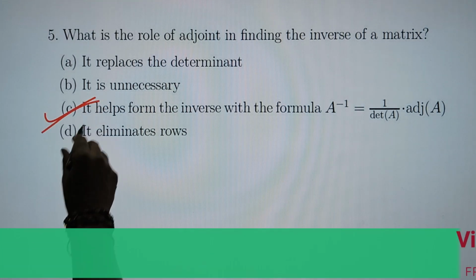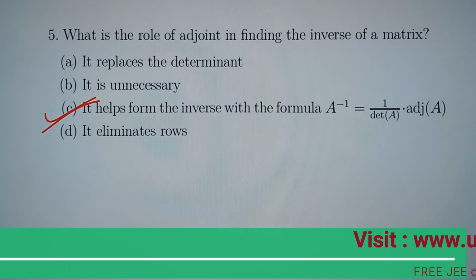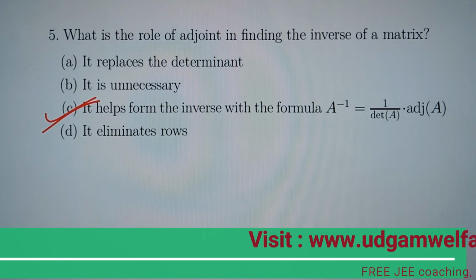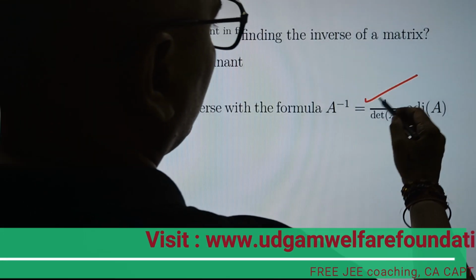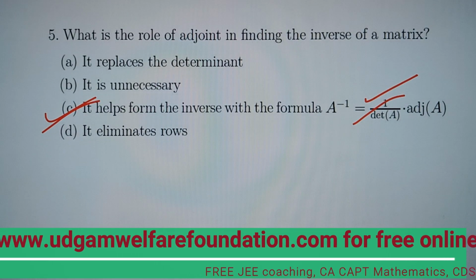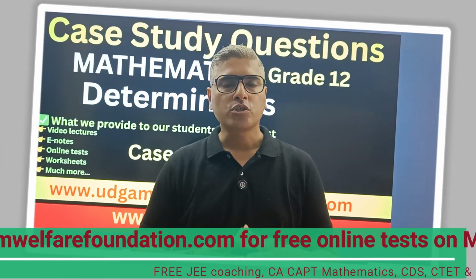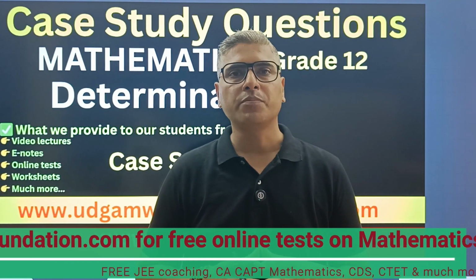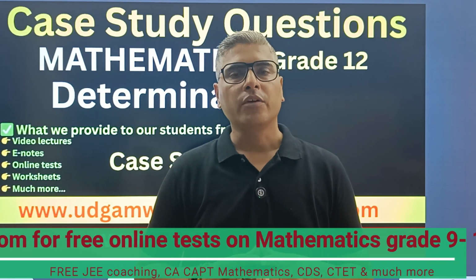That means it helps to form the inverse with the formula A inverse is equal to adjoint of A upon determinant of A. We know the formula. Obviously you have to memorize this formula, which is very important in finding the inverse of a matrix. So students, that was the last question of this particular case study.